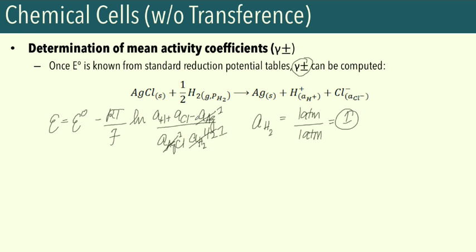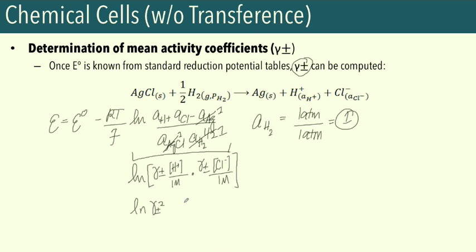Okay, so let's focus on this part for a little bit. This will give us ln of the activity of H plus ions. If we expand that, we have the mean activity coefficient times the concentration of H plus ions over the standard concentration of 1 molar, times the mean activity coefficient for the chloride ions times the concentration of chloride ions over 1 molar. So this will ultimately be the ln of the mean activity coefficient squared times the concentration of H plus ions times the concentration of chloride ions.